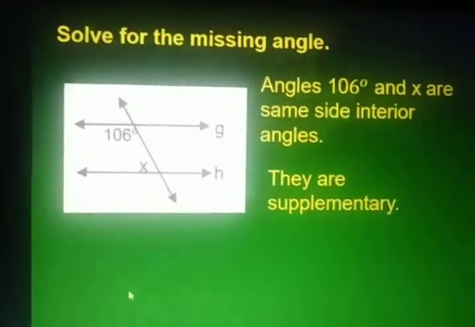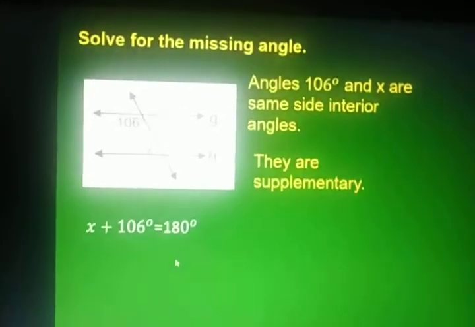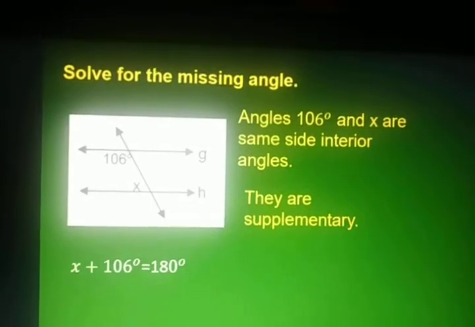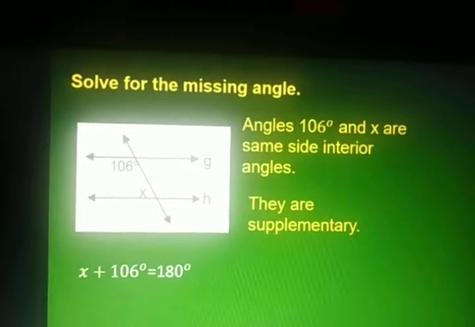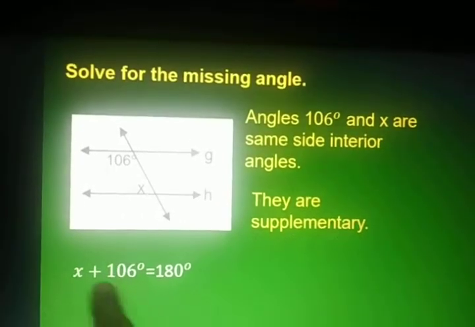Okay, and then i-plus mo na pag-solve mo sang x. We're solving for x, ha? Okay. So, we'll have this: x plus 106 degrees equals 180. Nga nag-add na sila, it's because they are supplementary. Diba? Kung i-add mo sila, dapat 180 degrees. Now, you know how to solve for x, right?